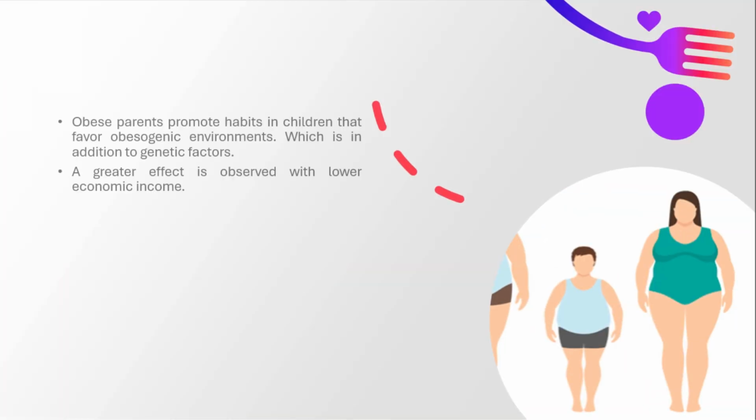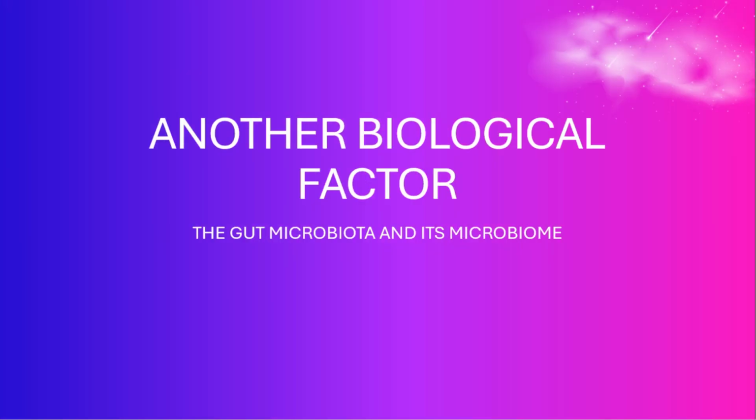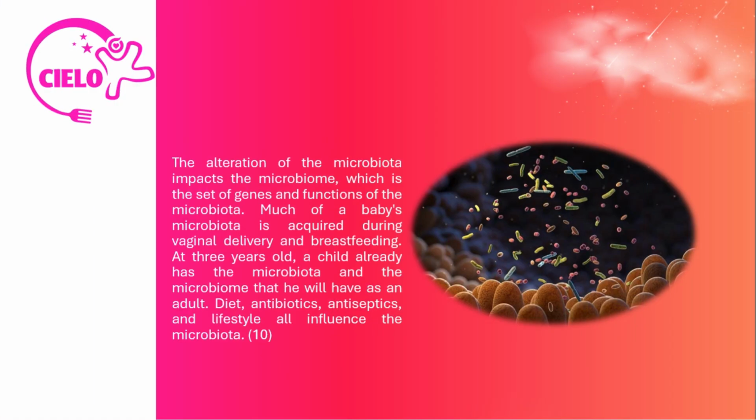Obese parents promote habits that create obesogenic environments for their children, compounded by circadian cycles and genetic factors that tend to have a greater impact on low-income families. It is important to emphasize that obesity has physical, emotional, and social consequences. In addition to genetics, the gut microbiota also plays a crucial role.